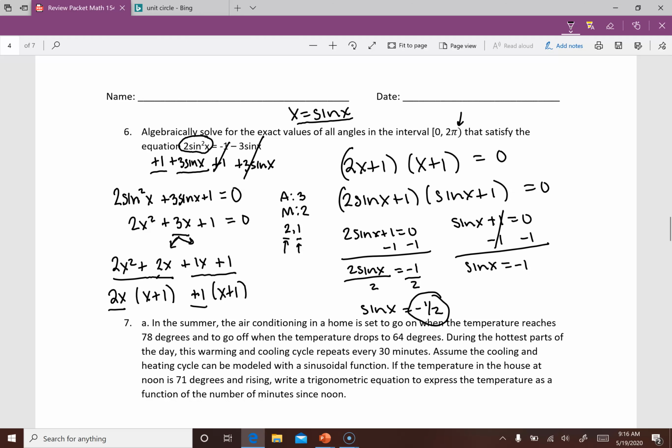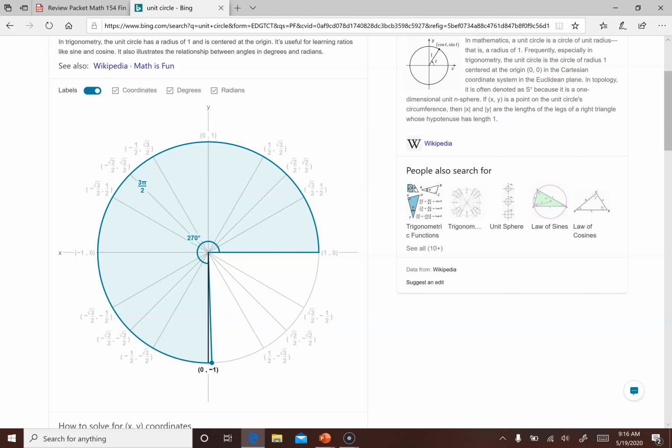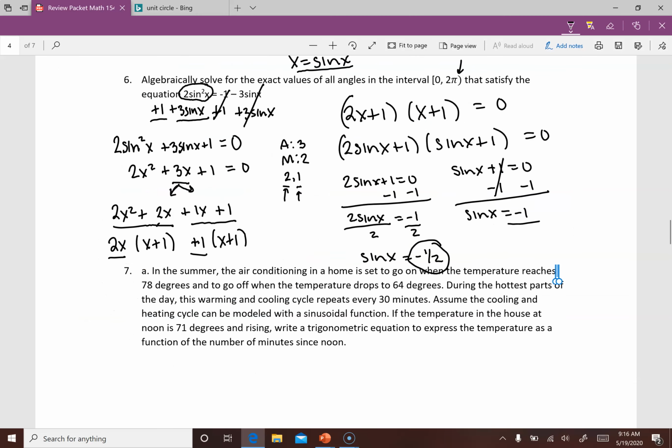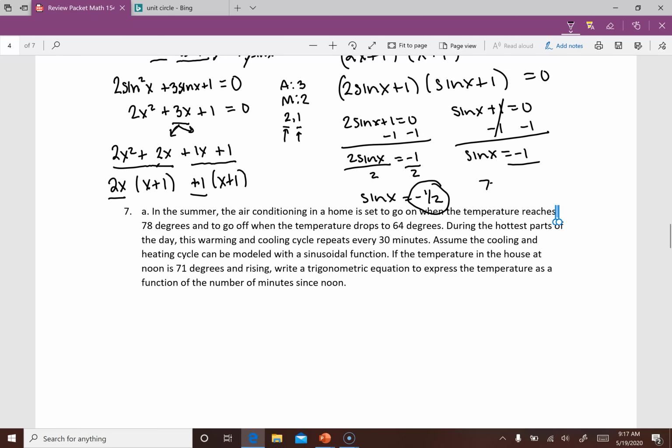And of course, we also have to find when sine is equal to negative 1. And that's going to happen right here. That's when you've got your 3 pi over 2, where sine is negative 1. So we've got our 7 pi over 6, our 11 pi over 6, and our 3 pi over 2. All right, so that's our final answer. We've got 7 pi over 6, 11 pi over 6, and 3 pi over 2.